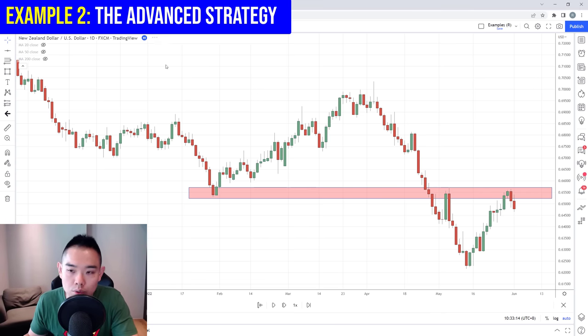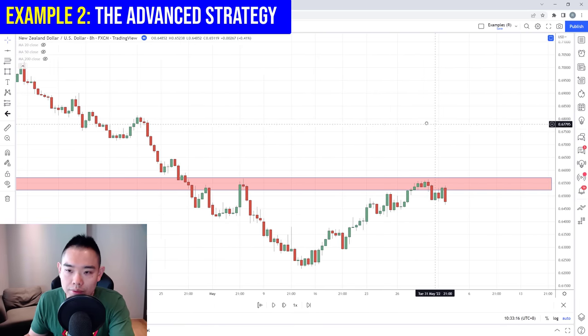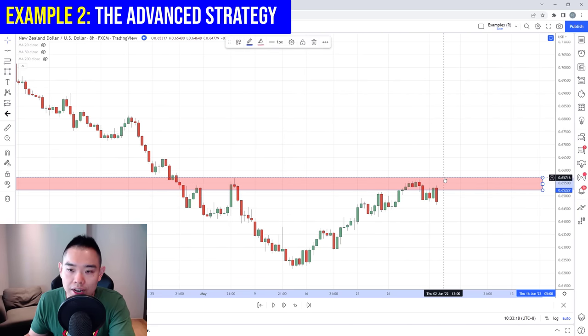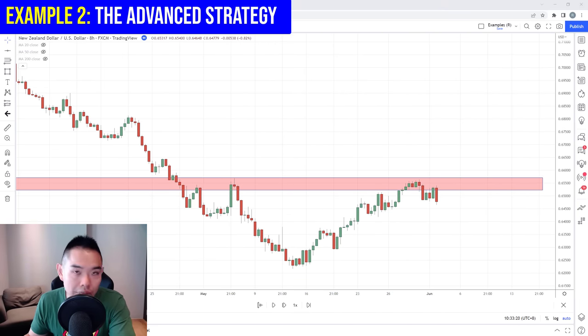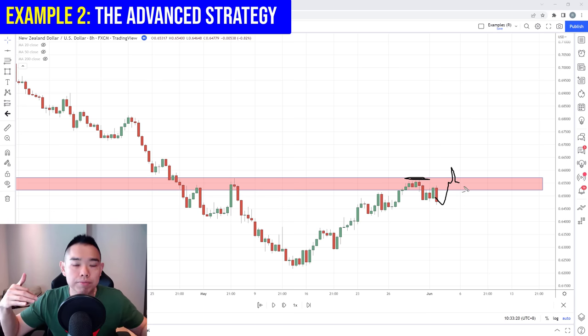So in this case, let's go down to the 8-hour time frame. On the 8-hour time frame, this is the area of value that I've highlighted earlier, the same one. What we're looking for now is, again, the same thing: price rejection at this high. So we are looking for the price to come up higher and give us a bearish price rejection. Could be something like a shooting star pattern. And then from here, we will enter our trade.